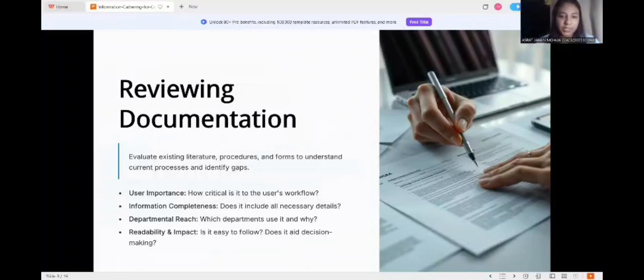There are some important things to check. User importance, and how critical the document is to users' work and workflow. Information completeness, whether it includes all necessary details. Department reach, which departments are using it and why. Readability and impact, if it is easy to follow and helps in decision making. By analyzing these points, we make a document more useful and reliable.